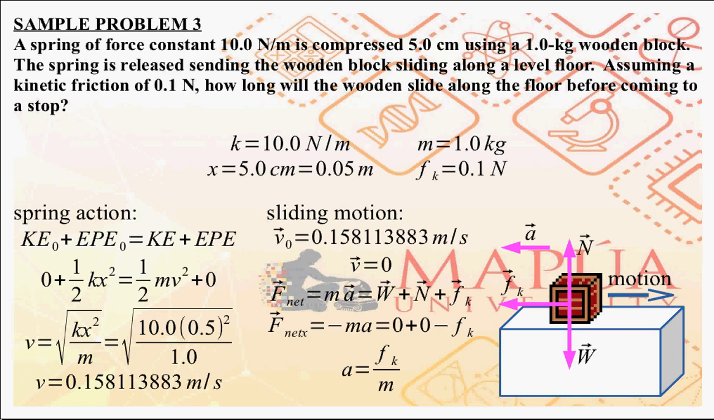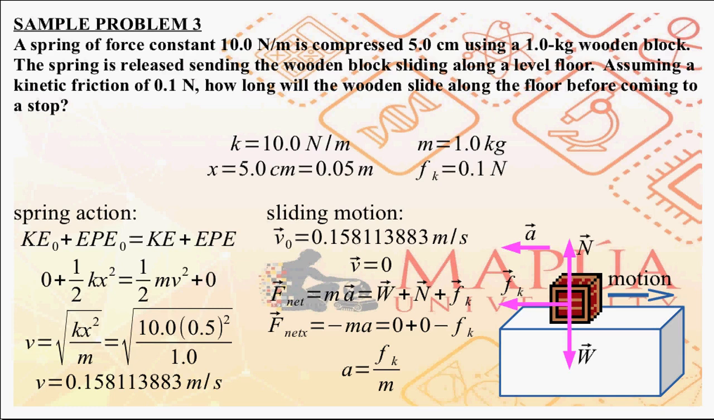We can divide the motion of the system into two parts. First, the spring is compressed using the wooden block, and then the spring is released. The spring will push the wooden block, giving it an initial speed. That is the spring action. Once the wooden block has an initial speed, it will slide along the floor. You have sliding motion of the wooden block. So we divide our analysis into two parts, spring action and sliding motion.